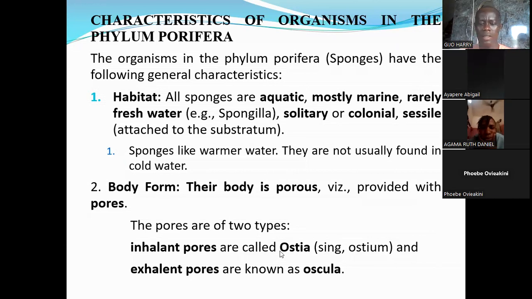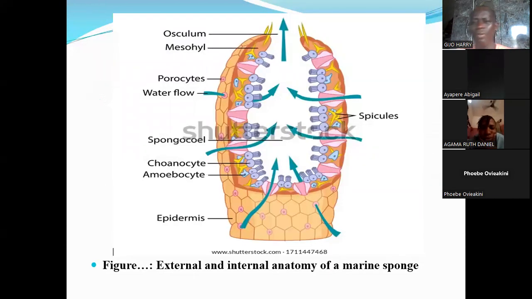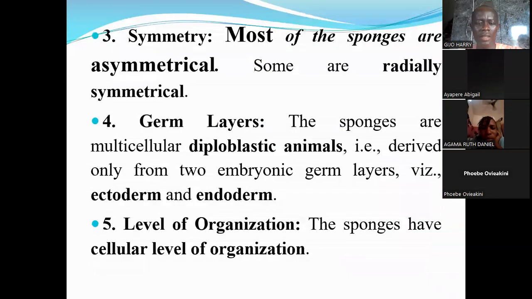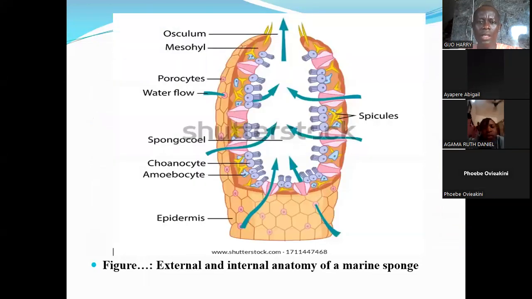Now here is a diagram showing the structure of a typical sponge. This is the osculum, the exhalent pore, where water and waste substances exit from the sponge. Then the ostia, where water and food substances go into the sponge at the side.